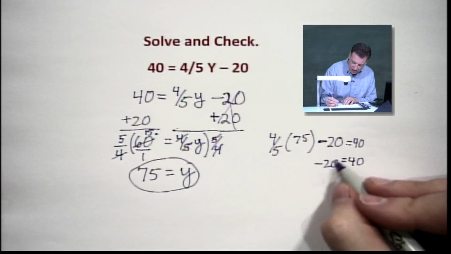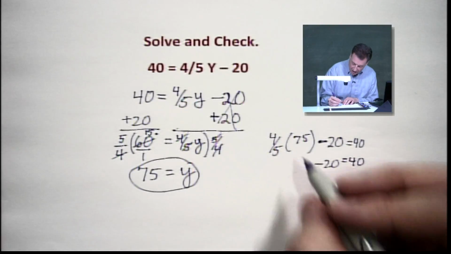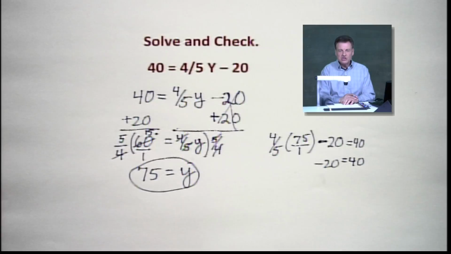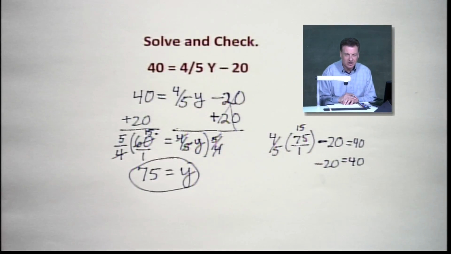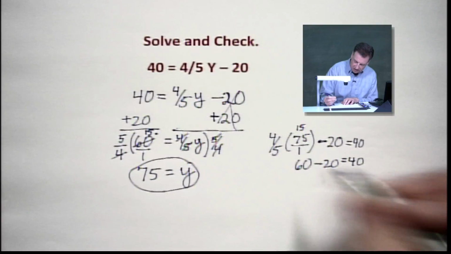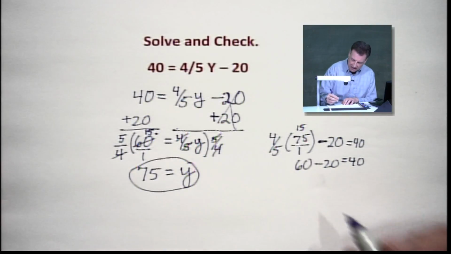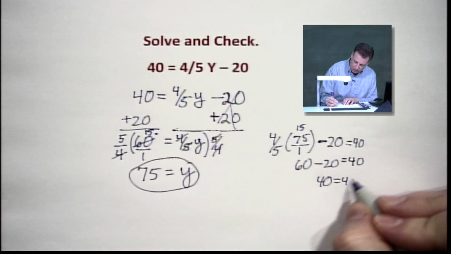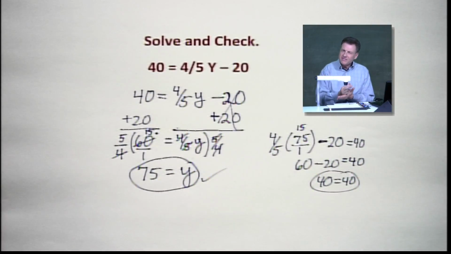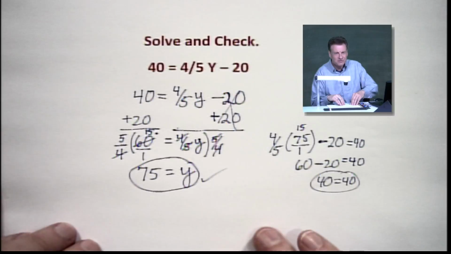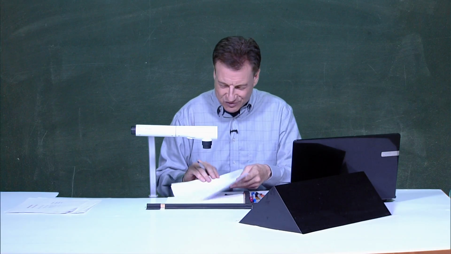We have a minus 20. Obviously, this is the big deal. You're going to divide 5 into 75. Guess what? It goes 15 times also. 15 seems to be a magic number here. Take 4 times 15, we get 60. And you know what? 60 minus 20 does give you back 40. Checks out. So again, it's not that irritating to solve and check, especially if you're going to get the right answers. That's what you want to do.